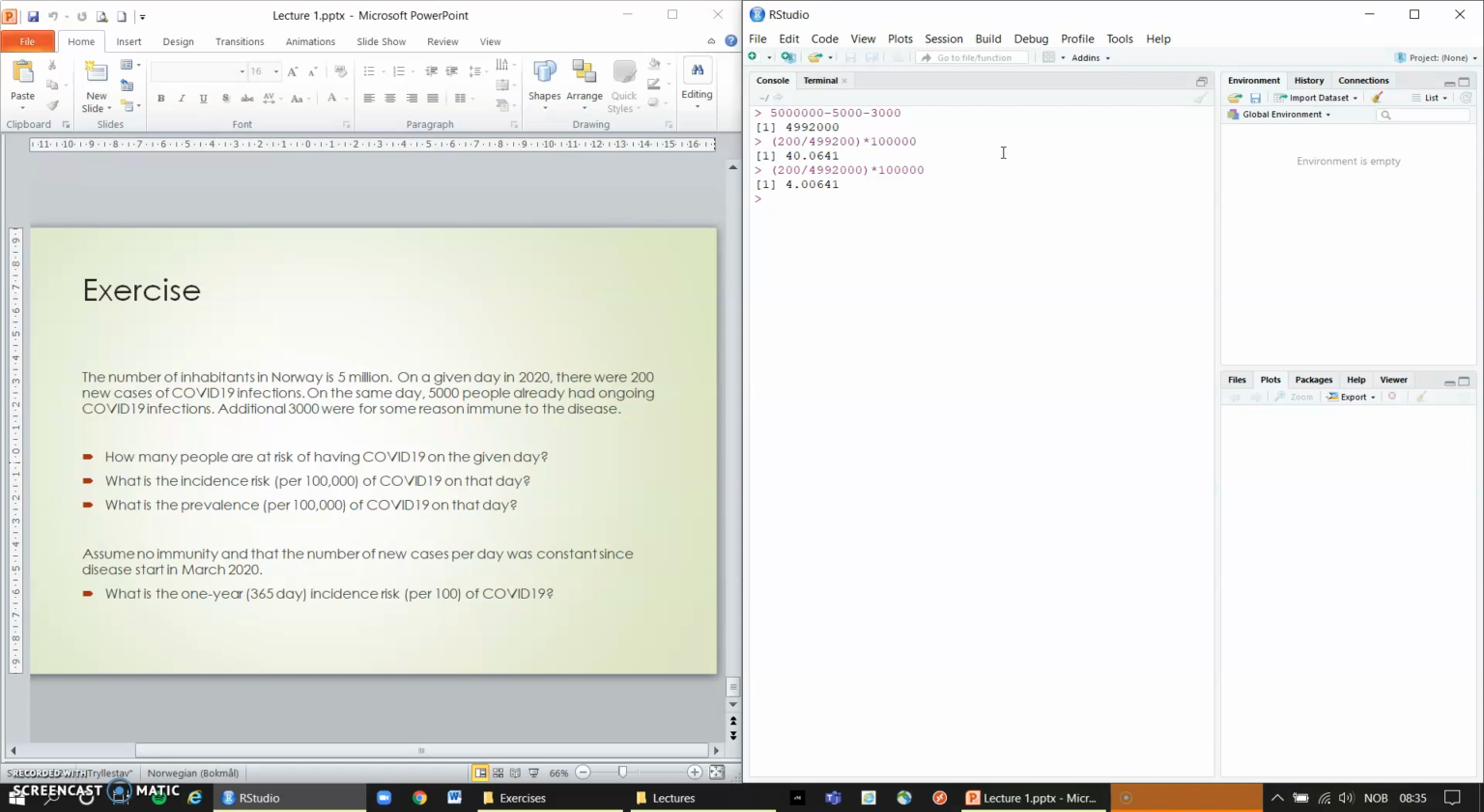Accordingly, the prevalence of COVID-19 per 100,000 inhabitants this particular day is 5,000 plus 200 divided by 5 million, and we need to multiply this by 100,000 to get the prevalence per 100,000 sample, which is 104.